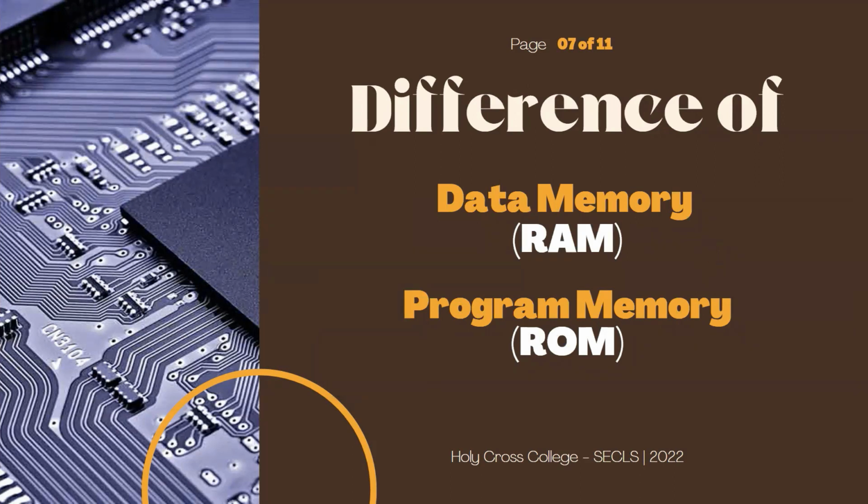As you can see, the difference between data memory and program memory. Program memory or ROM is used for permanently saving the program being executed, while data memory, RAM, is used for temporarily storing and keeping intermediate results and variables.